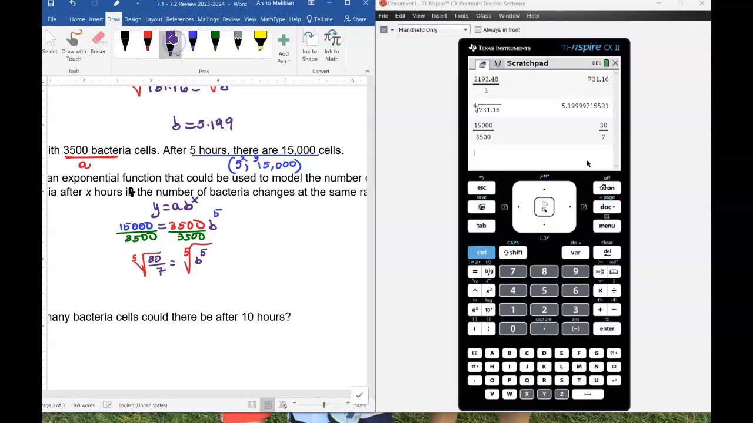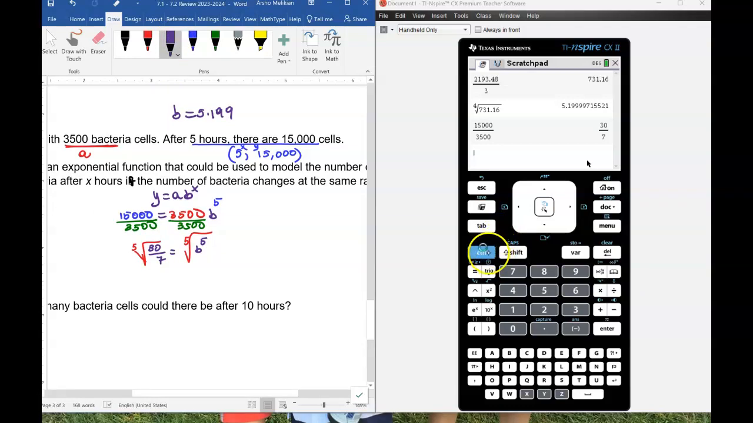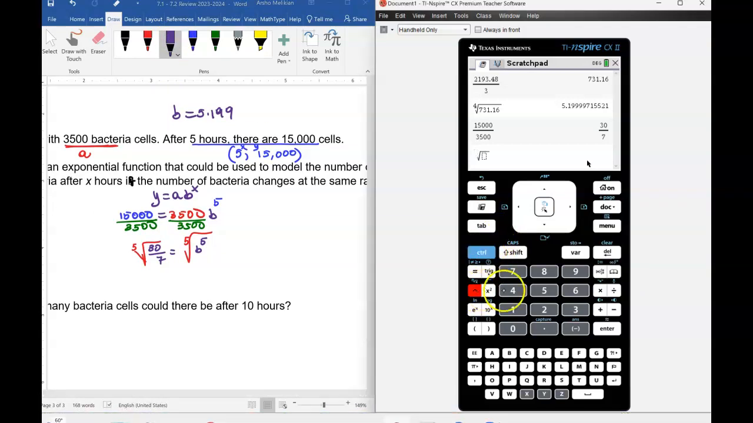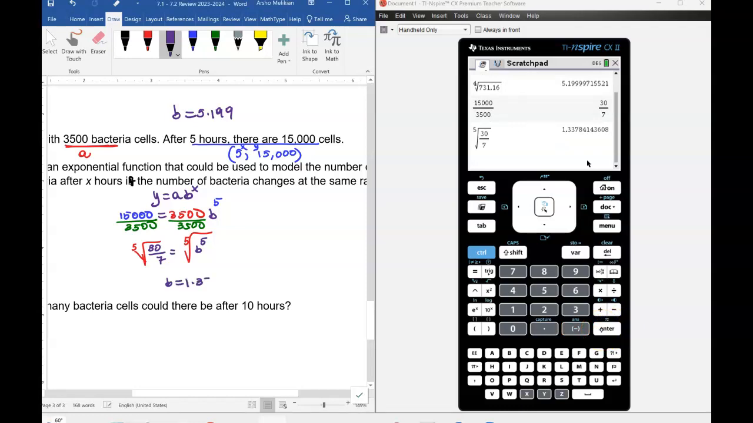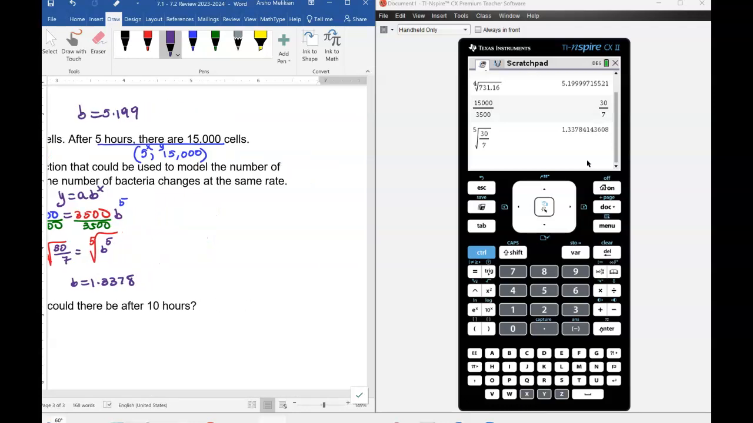Okay, so here, fifth root of, again, control answer. Get in the habit of doing that. Okay? Enter. 1.3378. No, go at least to like 3 or 4 decimal places. Okay? I'll always tell you how many decimal places to use for your b.